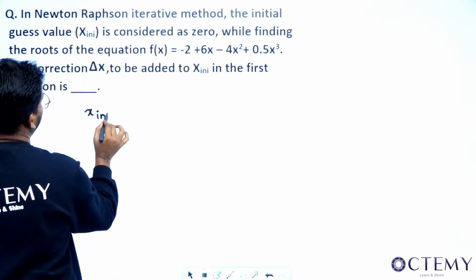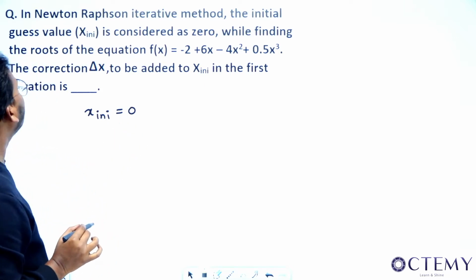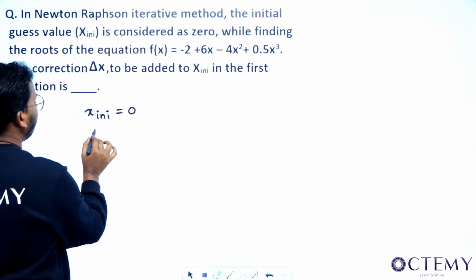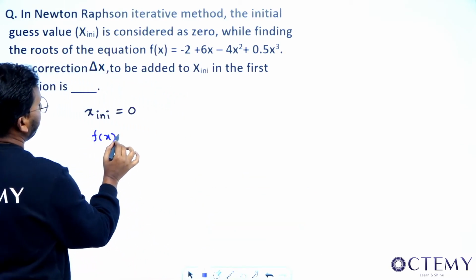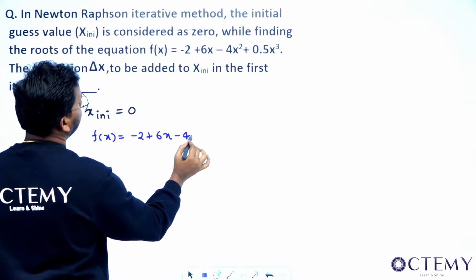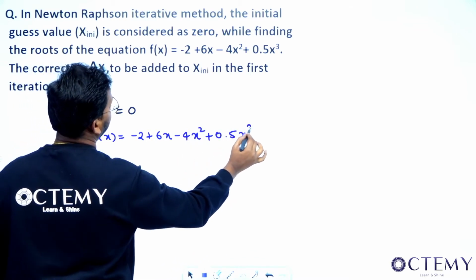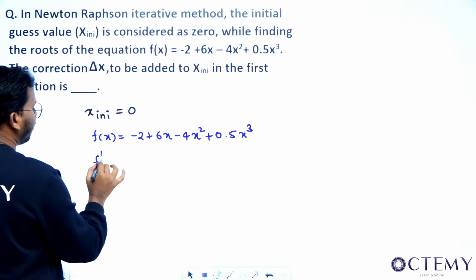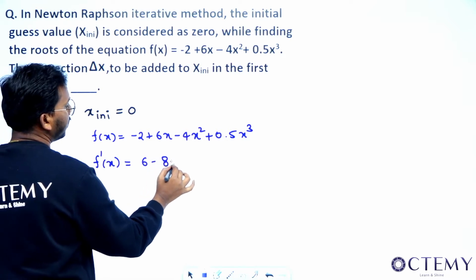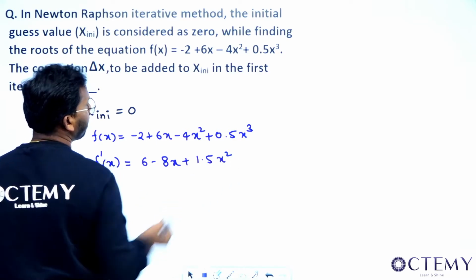What is x initial, sir? He has considered x initial equal to 0. Then, while finding the roots of the function, he has given f of x equal to minus 2 plus 6x minus 4x square plus 0.5 x cube. So let us find f dash of x, because in the Newton-Raphson method we will need it. So this will become 6 minus 8x plus 1.5 x square, right?